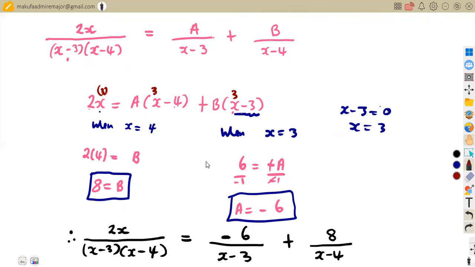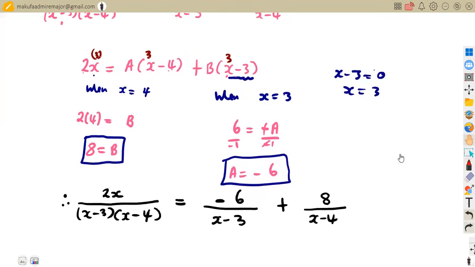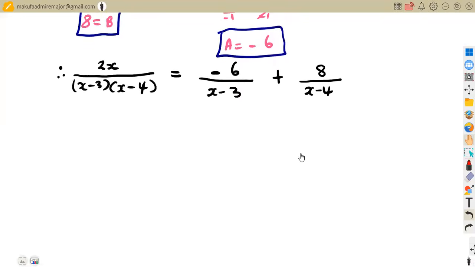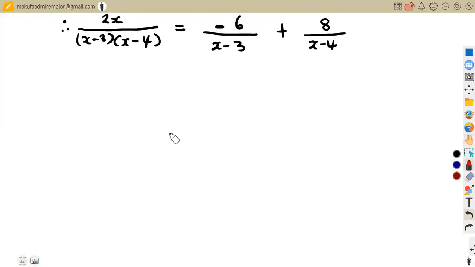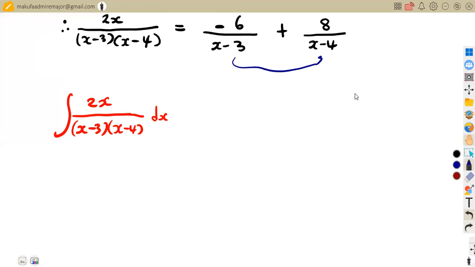That is the idea. So on our integration part, you'll be given such a condition, and they will ask you to integrate. If we are being asked to integrate this part that we have here, let us conclude with our integration. If the question was to integrate 2x over x minus 3 into x minus 4 with respect to x, what does it mean? You can see this is a complicated situation to work with. So you express it into partial fractions. That's where you obtain these two fractions.